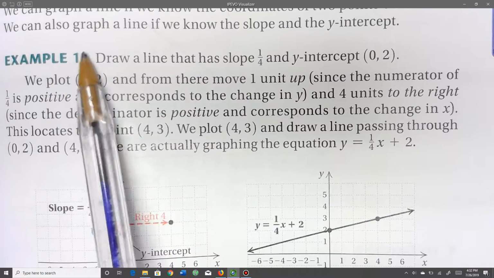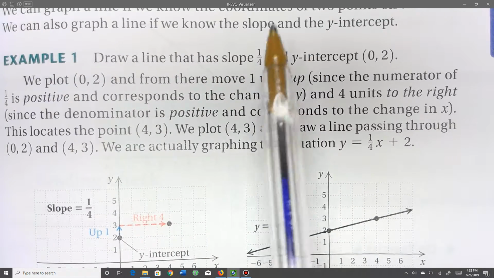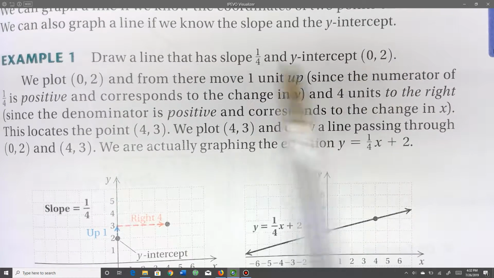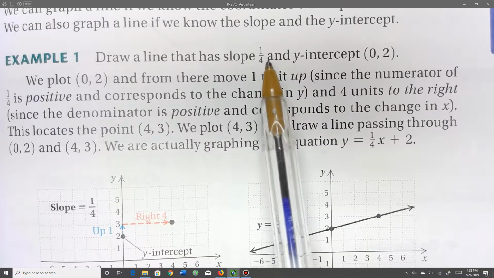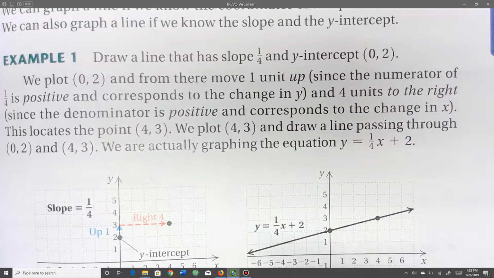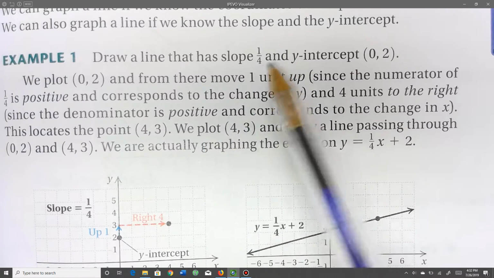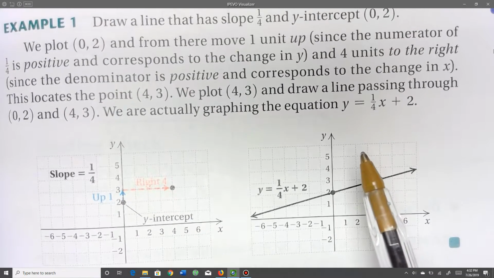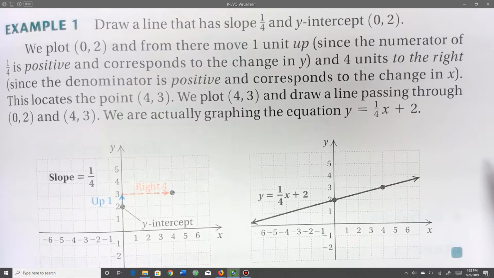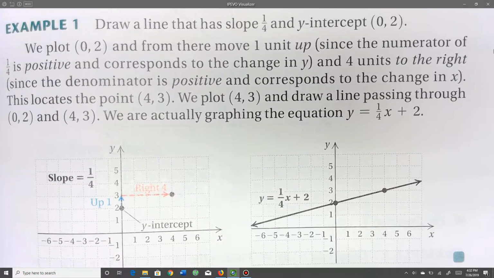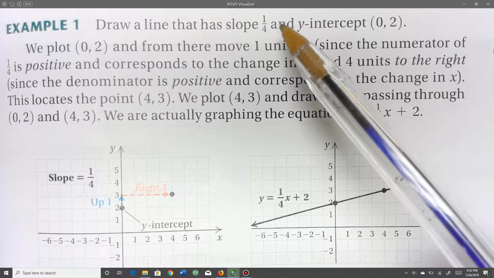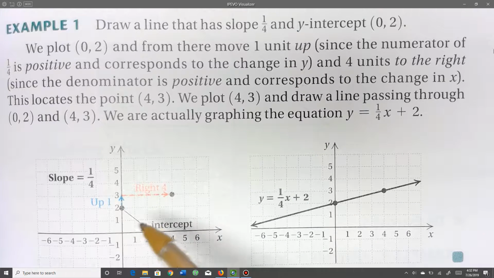Now for example 1 though, they gave us the slope and the y-intercept, okay? But remember that you can find it in your equation in slope-intercept form, okay? So this is just going to be an example of how to plot your points, and eventually how to graph the equation, okay? In this case we don't have an equation, but they gave us the slope and a point, well, the y-intercept, to be more specific.